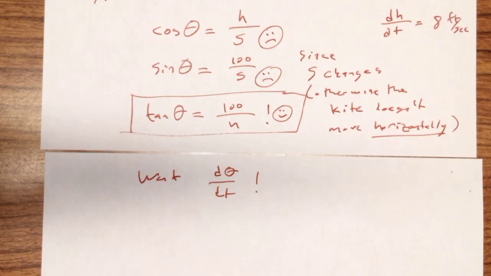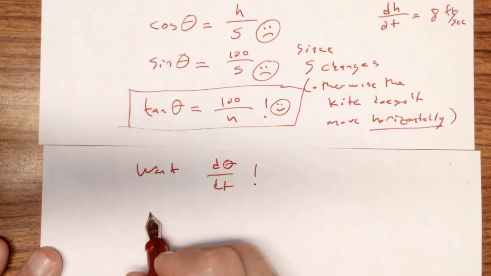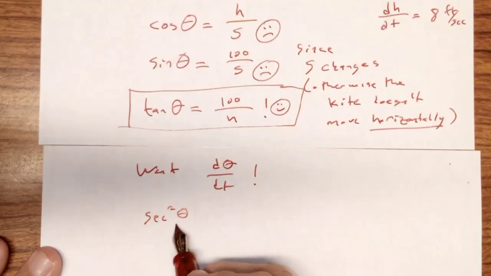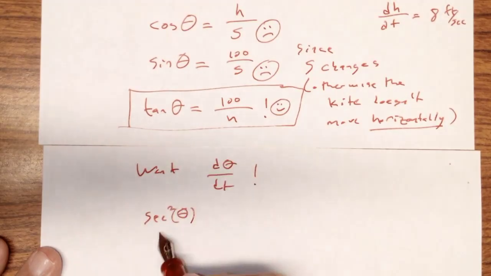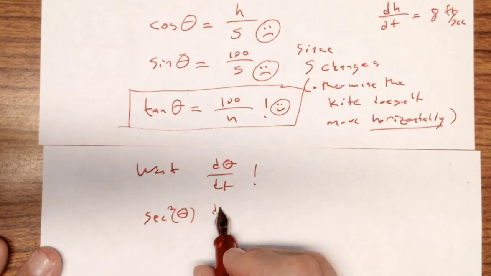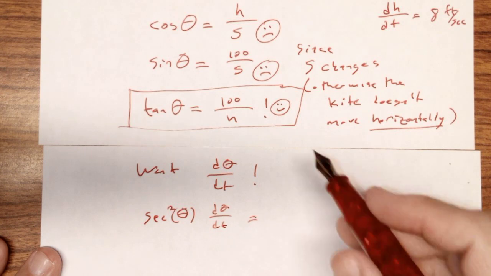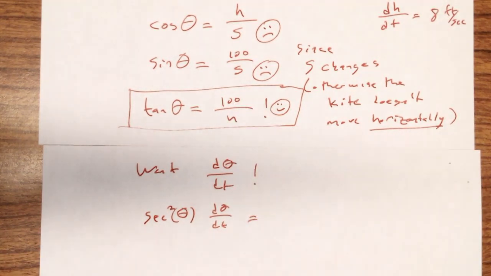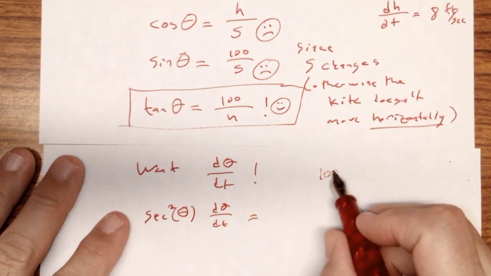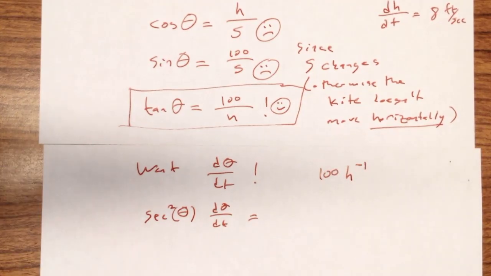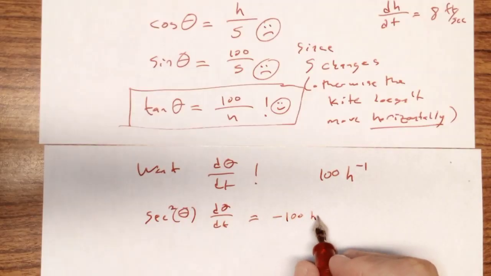What's the derivative of tangent theta? Everybody chime in wherever you are. Secant squared theta. But wait, there's more. Because I'm doing my derivative in t, I get d theta/dt. Now what about here? I'm going to cheat. 100 over h is 100h to the negative 1. Power rule instead of quotient rule. I am a lazy SOB. I want to do as simple a derivative as possible. Change quotient to product, or in this case, just to power rule, and my life gets a lot easier.